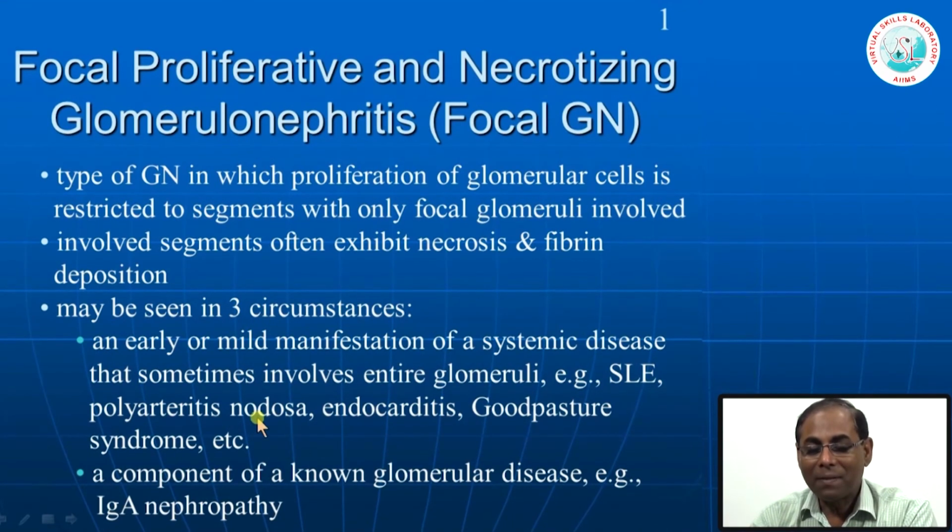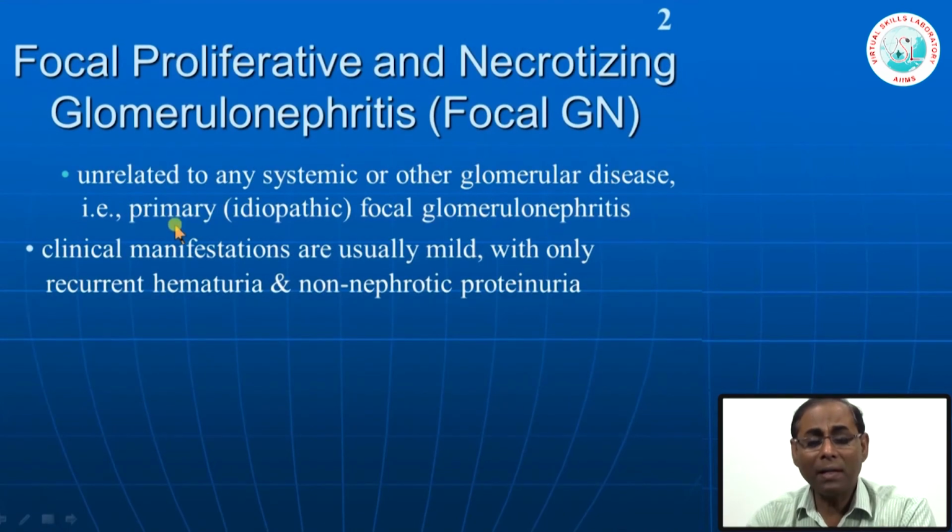An early or mild manifestation of systemic disease: sometimes in lupus nephritis you can get this, or in collagen vascular disease you can have this kind of involvement, and also sometimes in IgA nephropathy you can have this kind of presentation. Or unrelated to any particular systemic or glomerular disease, and its manifestations are usually mild, with only recurrent hematuria and non-nephrotic proteinuria.